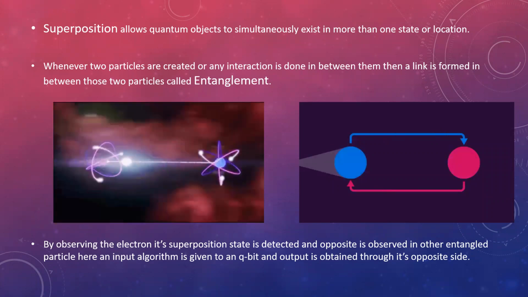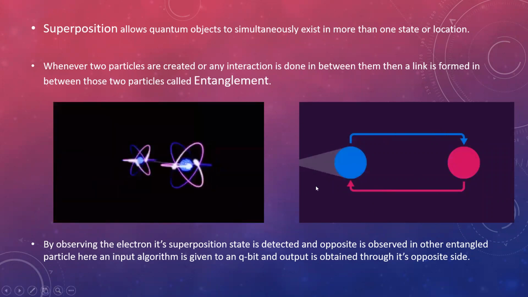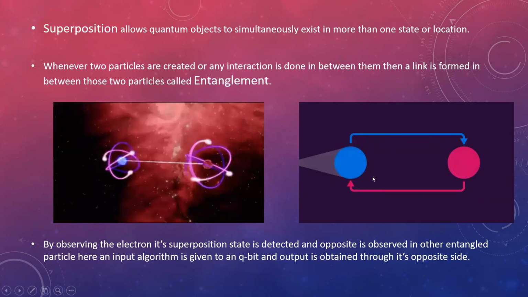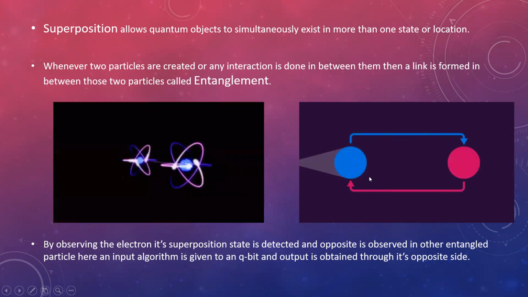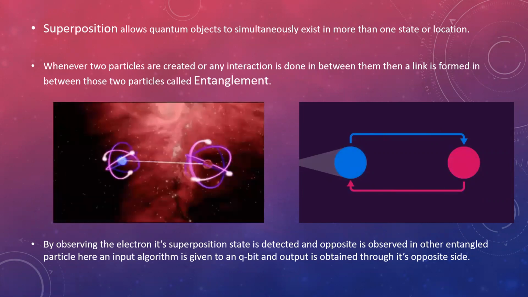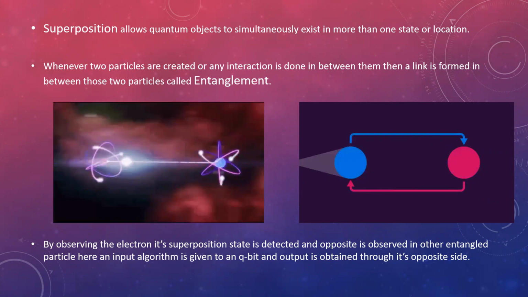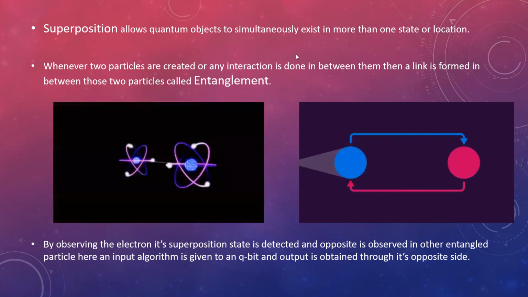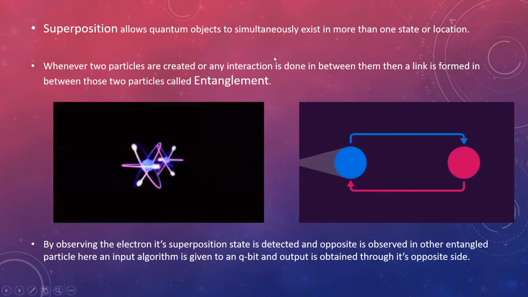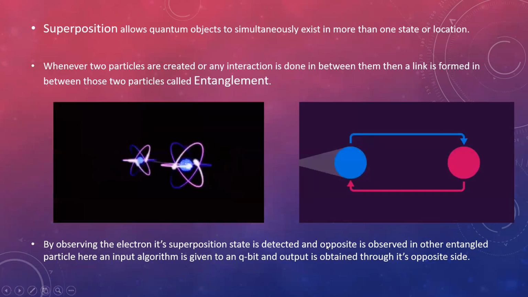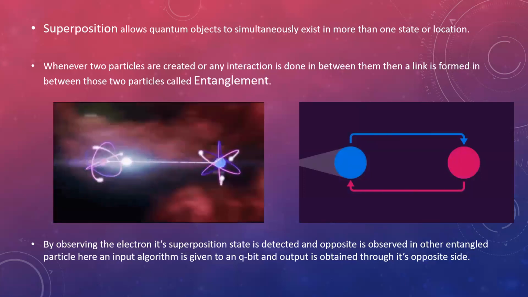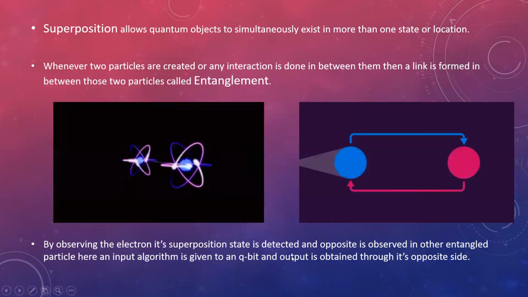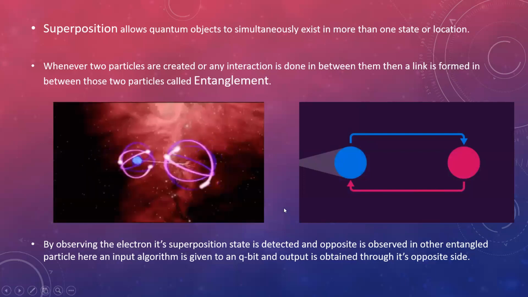In the second figure, I represented a quantum position state where we detect one quantum particle. In the same way, it is entangled with another quantum particle. On this principle our quantum computer works, by observing the electron. Its superposition state is detected, and the opposite is observed in the entangled particle. Here, an output algorithm is given to a qubit, and the output is obtained through its opposite side.